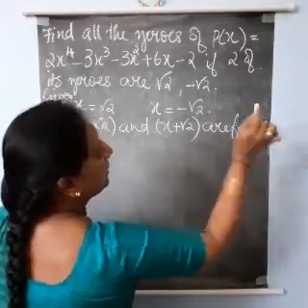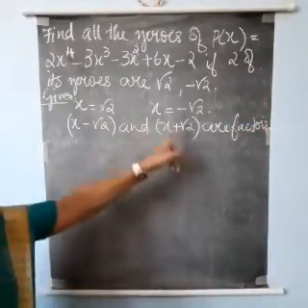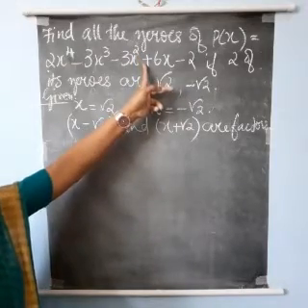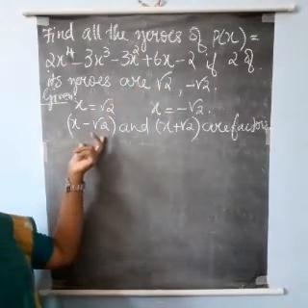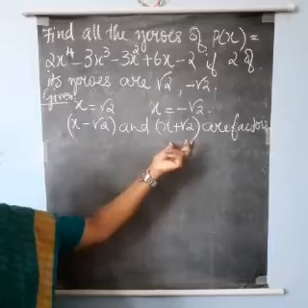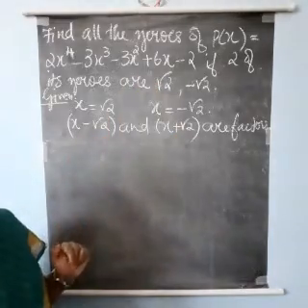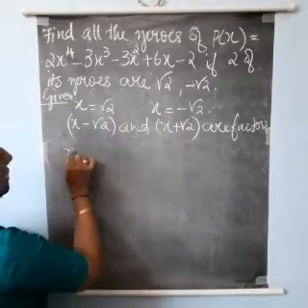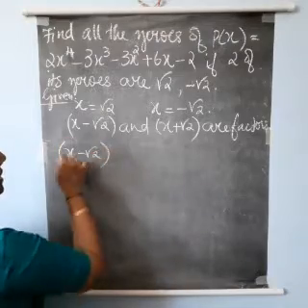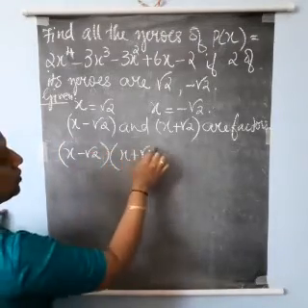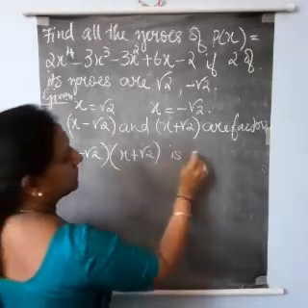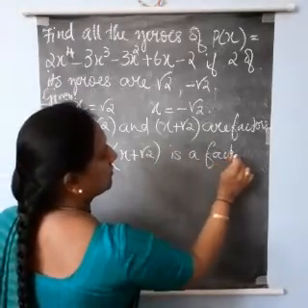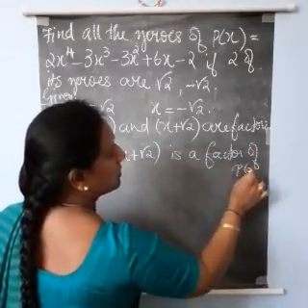Okay. Now if these two are factors of this polynomial, then what happens? This factor into this factor should be a factor of this polynomial. See, for example, x minus root 2 into x plus root 2 should be a factor of p of x.